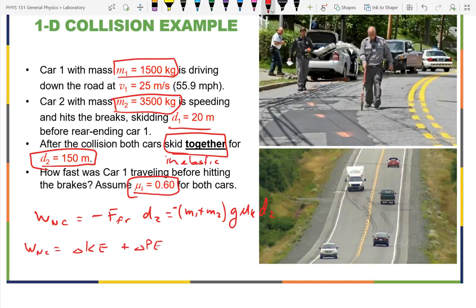So the cars weren't changing elevation. Hence, the change in potential energy is just 0, and it's going to be changing kinetic energy in this case. So change in kinetic energy is going to be kinetic energy.